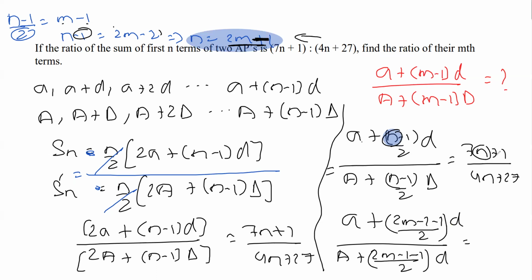And same changes on the right hand side. This is 7 times n, and n is replaced by 2m plus 1, and there is plus 1 already here. And below also, it is 4 times n, replaced by this, which is 2m plus 1 plus 27. Now for further simplification, I'll do it on the other side of the board.